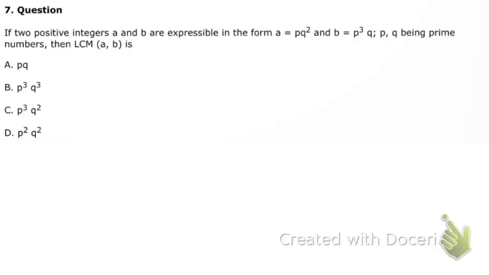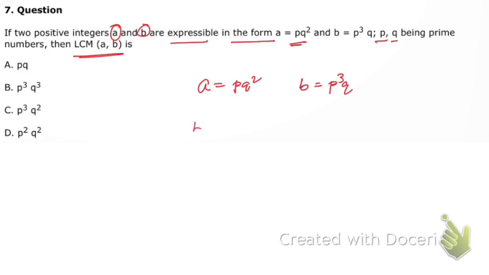So now let's move on to the next question. Here is question number 7. If two positive integers a and b are expressible as a equal to p into q square and b equal to p cube q, and p and q are prime numbers, then what is going to be the LCM of a and b? So how do we find the LCM of a and b?